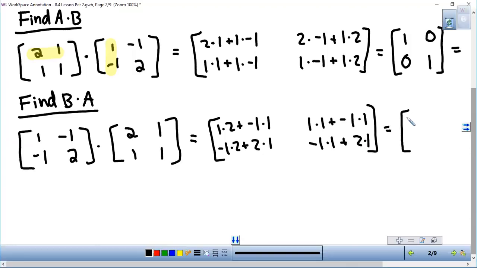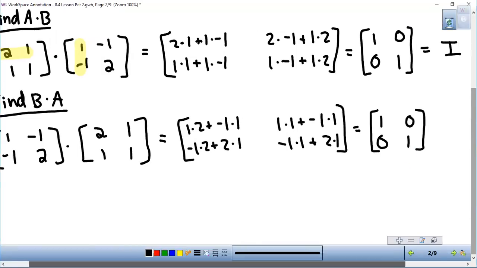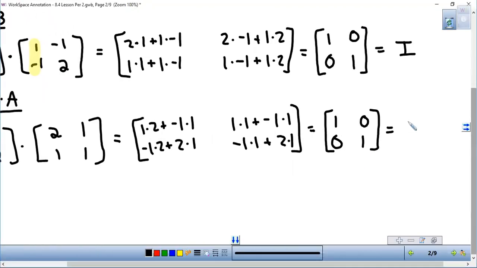All right, so simplifying this down, we've got 2 plus -1, that's 1. 1 plus -1 is 0. -2 plus 2 is 0. And -1 plus 2 is 1. So we end up with the identity matrix again. So notice this is that special case where we can change the order. A times B is B times A if and only if B is the inverse of A or if A is the inverse of B.